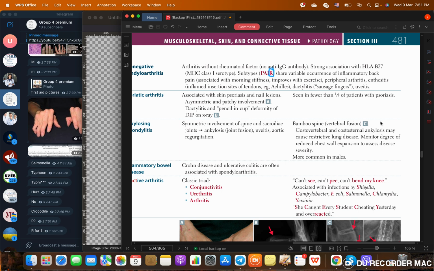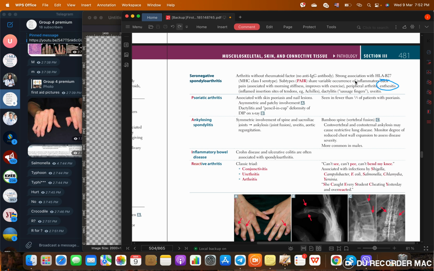R for reactive arthritis. Reactive arthritis is a condition in which, as they say, can't see, can't pee, can't climb a tree, which means this patient is going to have urethritis, which is inflammation of the urethra, arthritis, and uveitis, okay? So these patients with HLA-B27 also can have enthesitis, which is inflammation of the site of insertion of the tendon, and dactylitis, which is inflammation of the fingers, making them look like big sausages, and anterior uveitis, because of the association with HLA-B27.